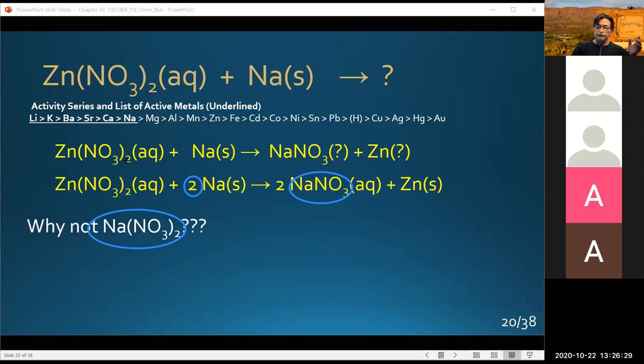One would be tempted to write it that way because it starts off with zinc nitrate. Well, zinc nitrate, we know, always has a +2, so we require 2 negatives from the nitrates to balance out the +2 of zinc. That's not the case for sodium.